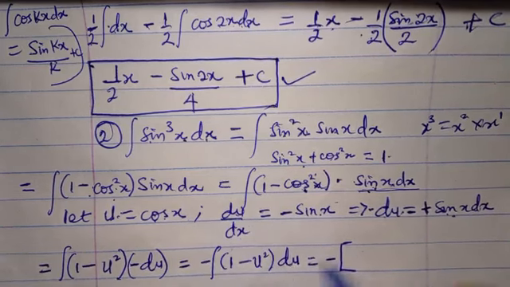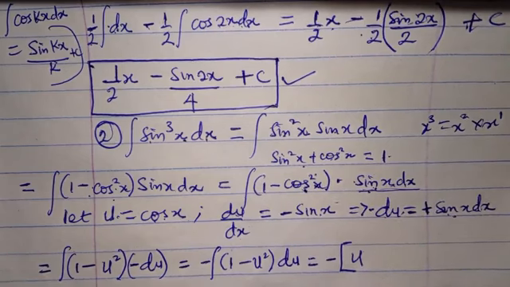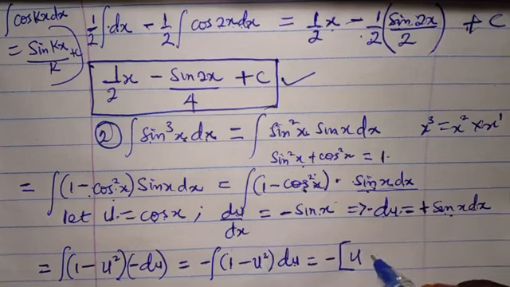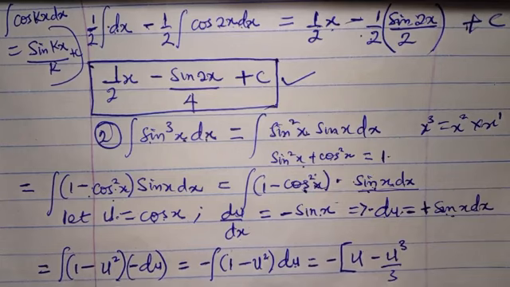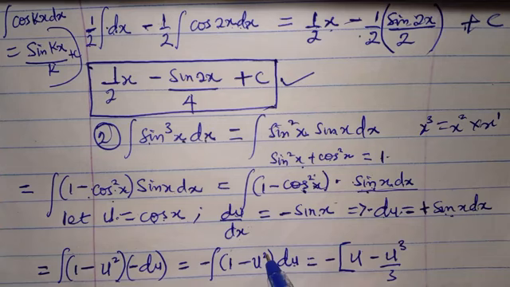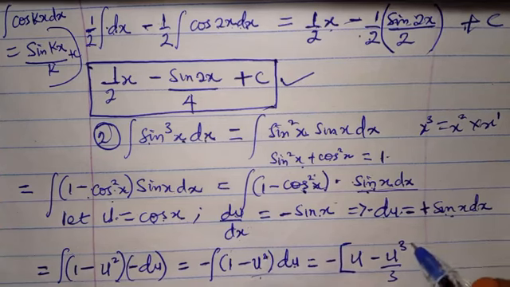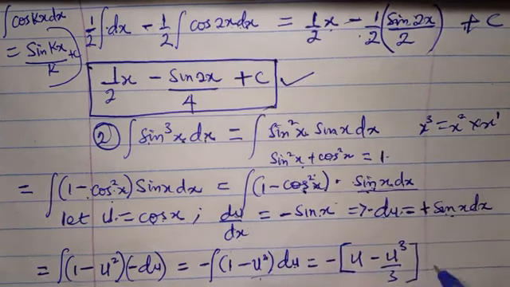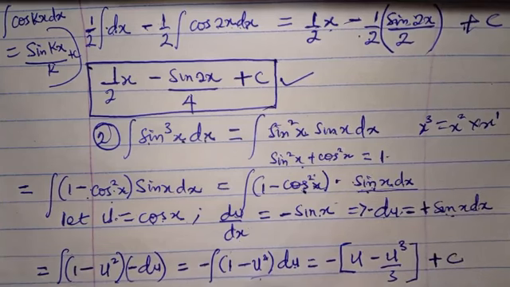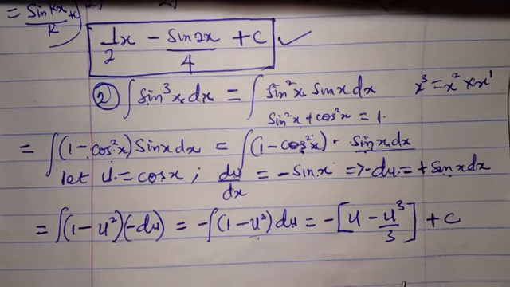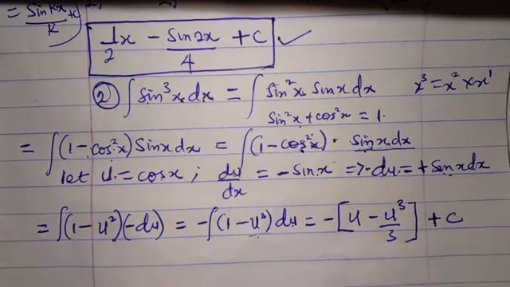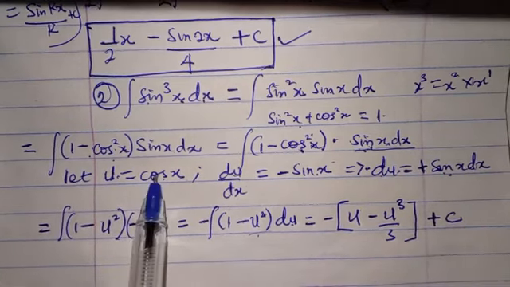Integrate 1 with respect to u, you get u, right? Then integrate minus u squared with respect to u, that will be minus u cubed all over 3. Remember the rule of integration: you add 1 to the power and divide by the sum. The integral is not definite, so we'll add the constant of integration to it. Remember we said let u be equal to cos s.